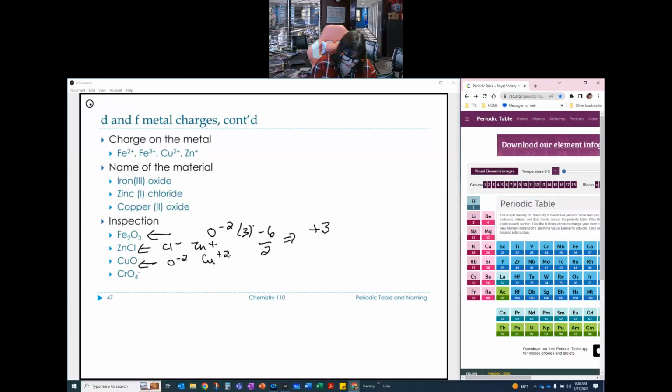And if I'm looking at CrO4-, I know that overall this is a -1 charge. Okay, I have oxygen, which is -2. There are 4 of them. That gives me a total of -8. So my chromium, then, since there's 1 of them, has to be a +7, because that's the only way that math works. Okay, so that's how we use inspection to determine what those charges are. Questions about that?